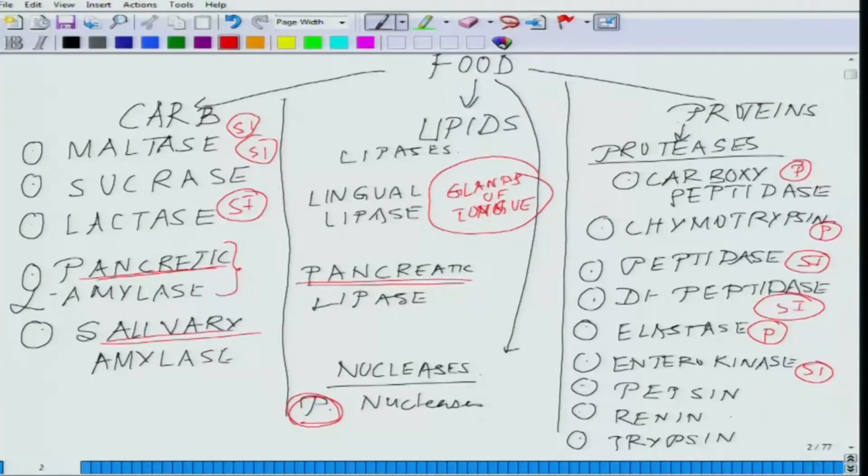Then you have renin, which is secreted by the stomach, then trypsin, which is again by the pancreas, and then you have pepsin, which is secreted by the chief cells of the stomach.